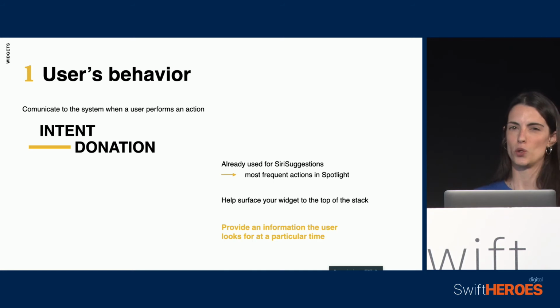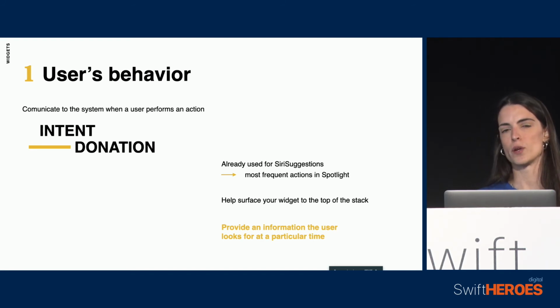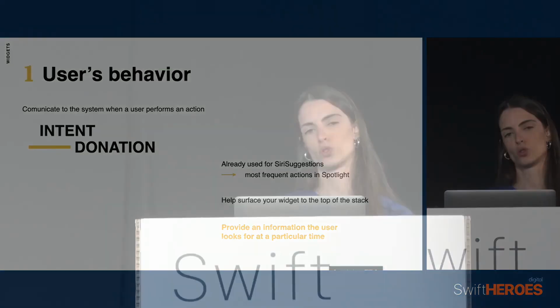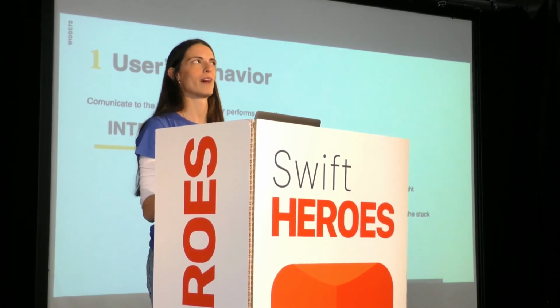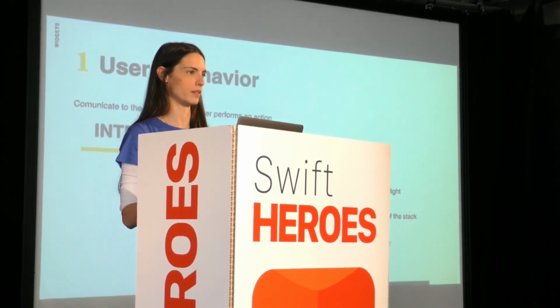So how can the system learn my behavior? We have to communicate to the system the action that the user is doing. We can do this through the intent donation. The intent donation was already used for Siri suggestions. If you think about it, in the spotlight you see the most frequent action that the user is performing. Here is the same idea, with the difference that the intent donation will help our Smart Stack to surface my widget. And it also provides timely information, so the information that the user is searching for at a particular time.